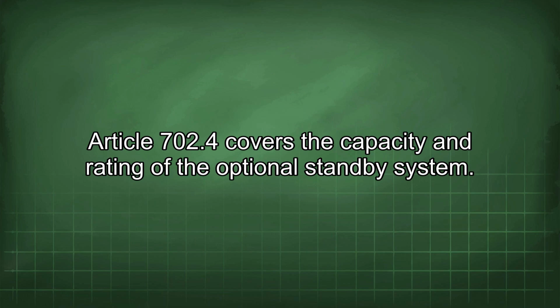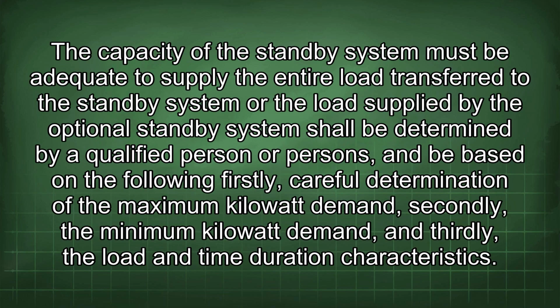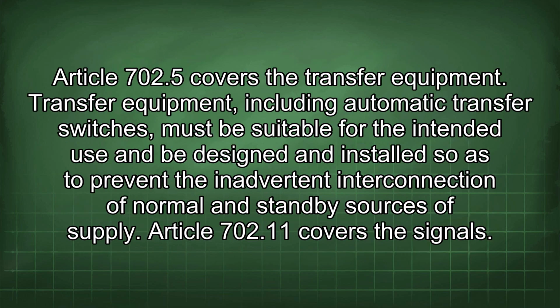Article 702.4 covers the capacity and rating of the optional standby system. The capacity of the standby system must be adequate to supply the entire load transferred to the standby system, or the load supplied by the optional standby system shall be determined by a qualified person or persons, and be based on the following: firstly, careful determination of the maximum kilowatt demand; secondly, a minimum kilowatt demand; and thirdly, the load and time duration characteristics.